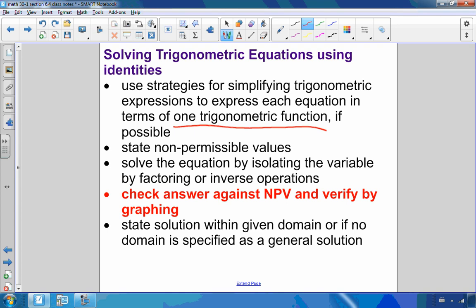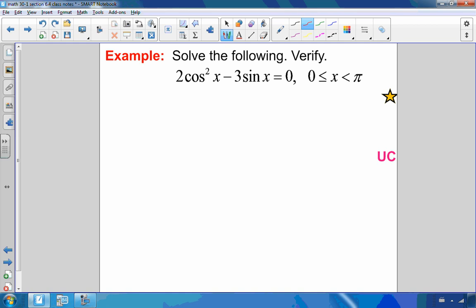We're going to state our solution within the domain that's specified, and if there is no domain, we're going to do a general solution. So all the solutions from 0 up to the period and add on multiples of the period. So let's go ahead and try one.